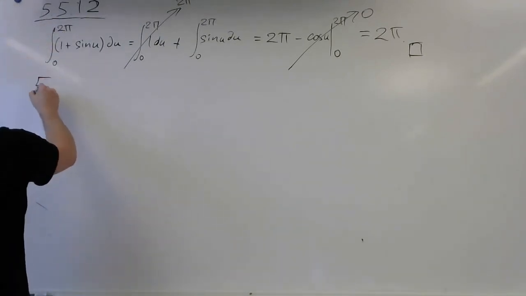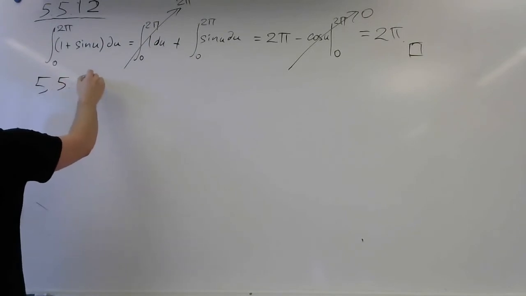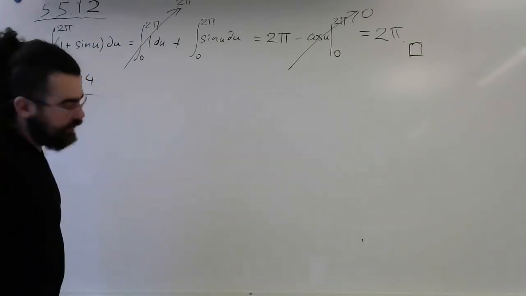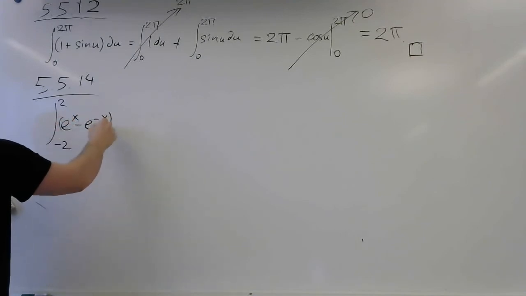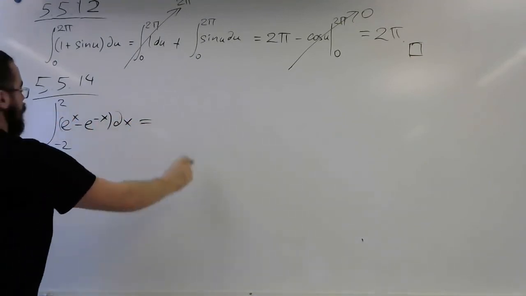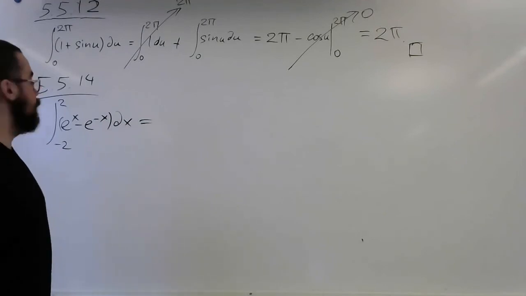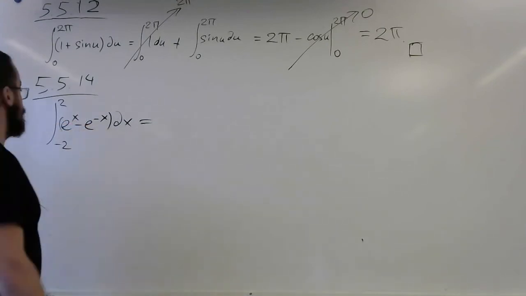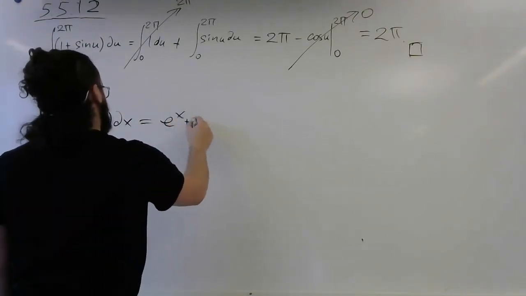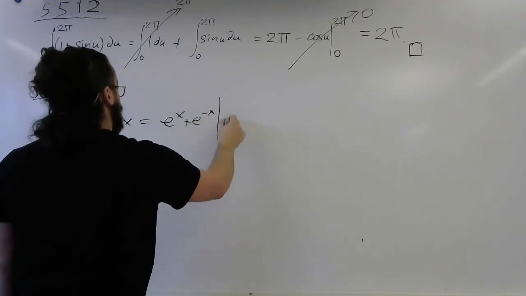Now let's do a couple more. Number 14. Now, this function is pretty easy to underderivate, because the derivative of the exponential is the exponential, and the derivative of the negative exponential is minus the negative exponential. So this is e^x plus e^(-x) between minus 2 and 2.